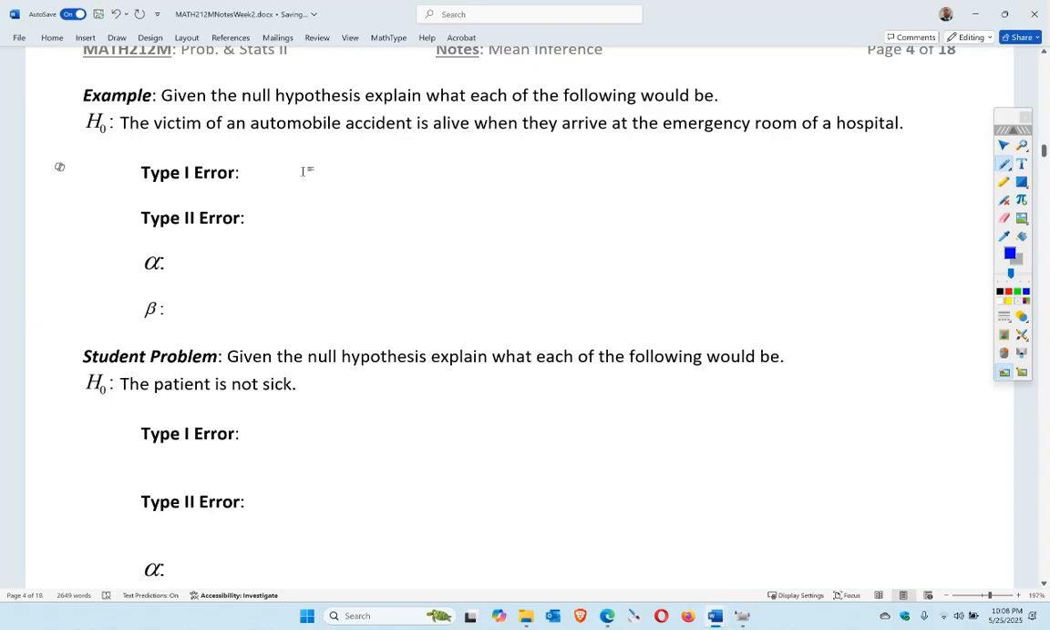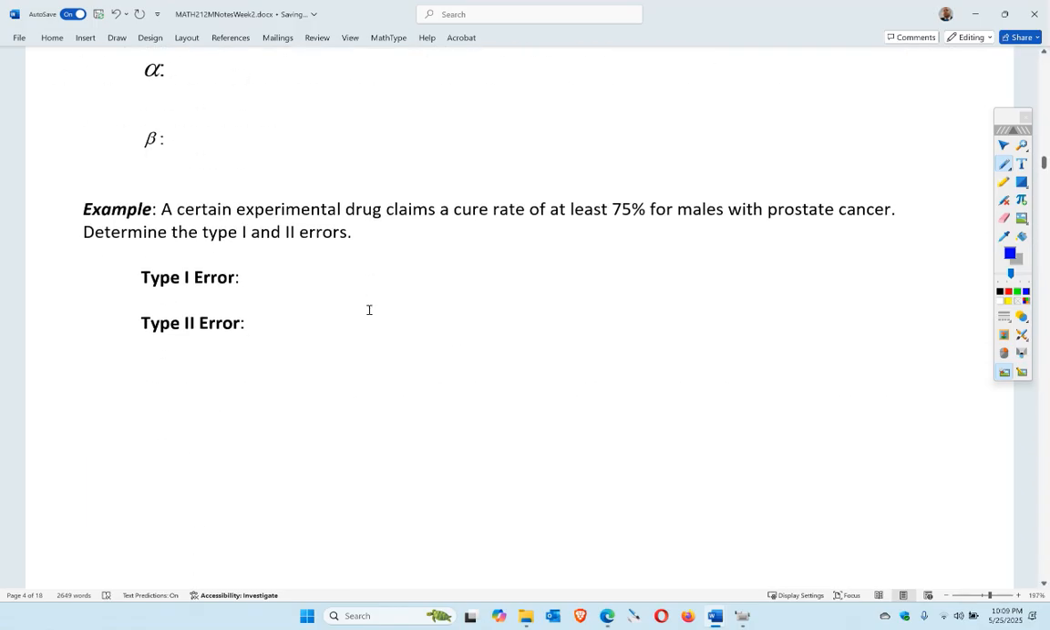Let's see here. So the victim of an automobile accident is alive when they arrive at an emergency room of a hospital. These are kind of redundant. I'm just going to give you the answers to these, and we'll go from there. Just kind of save a little bit of time. And you can kind of look through them.